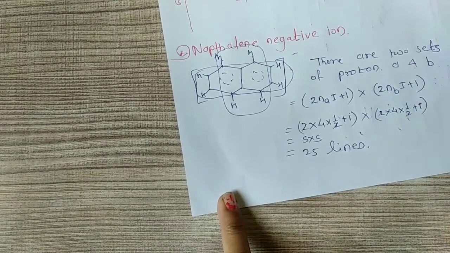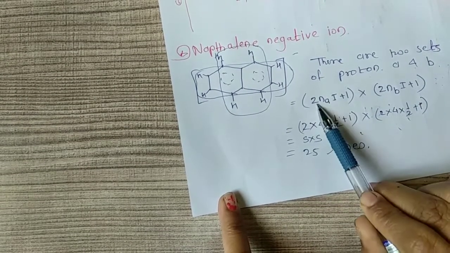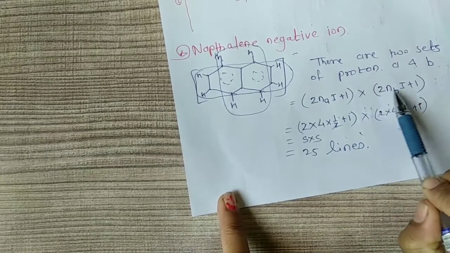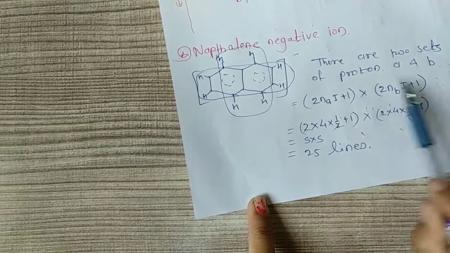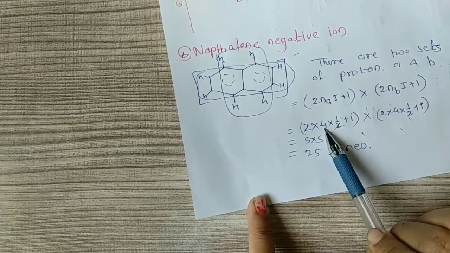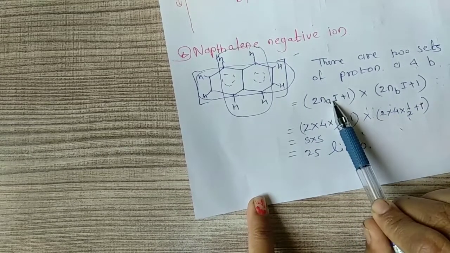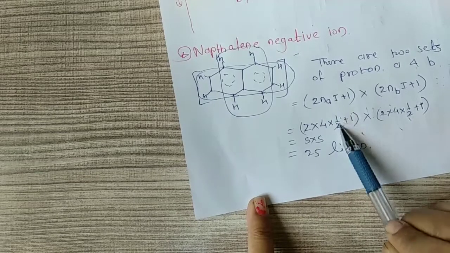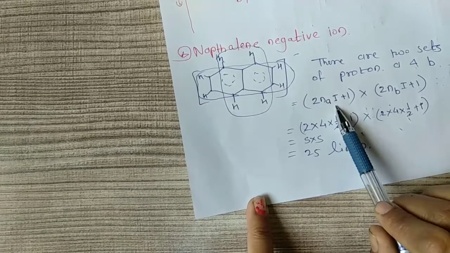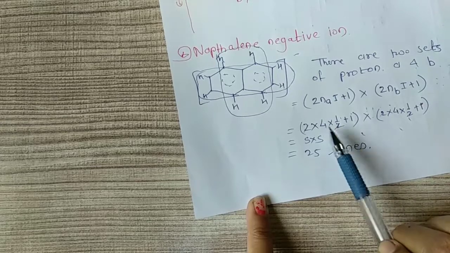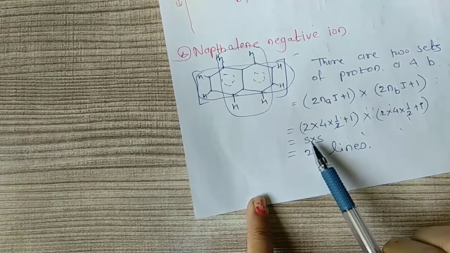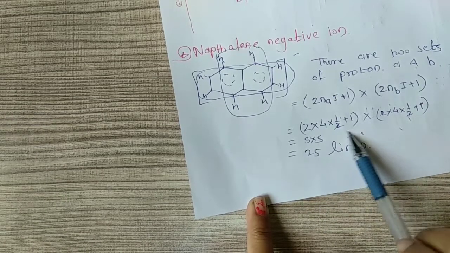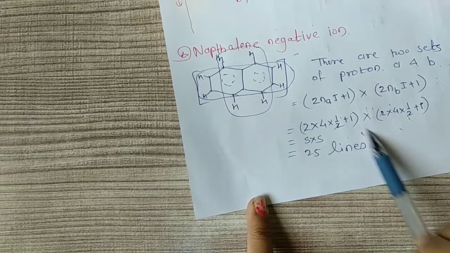Therefore we use the 2NI plus 1 formula 2 times, that is 2NAI plus 1 into 2NBI plus 1. Here N is 4 and I is half for the proton. What is I for hydrogen? Half. And the total number of equivalent protons is 4. So 2 into 4 into half plus 1, into 2 into 4 into half plus 1, that is 5 into 5, so the naphthalene negative ion gives 25 hyperfine lines.